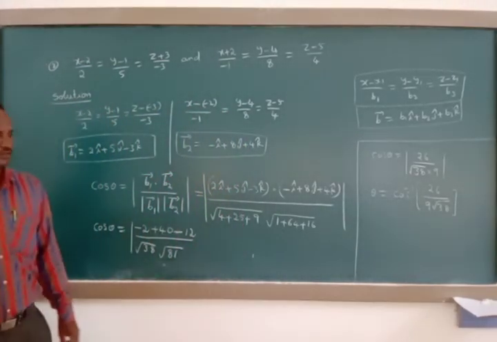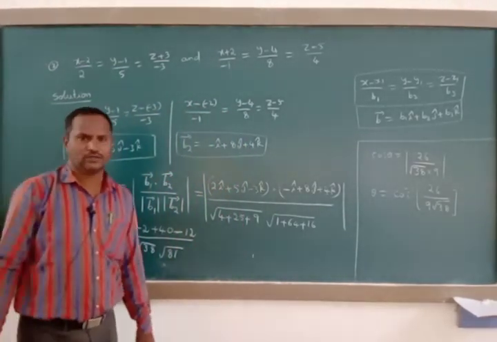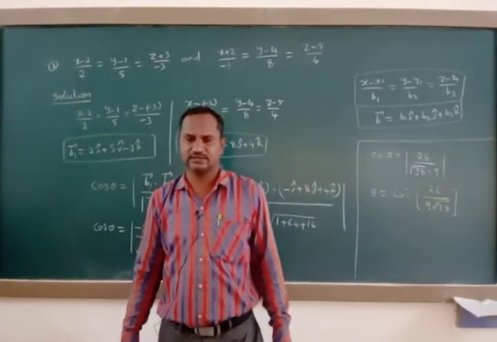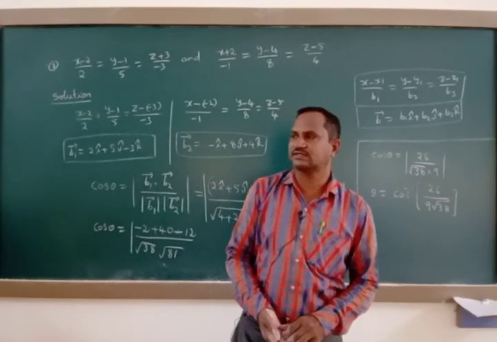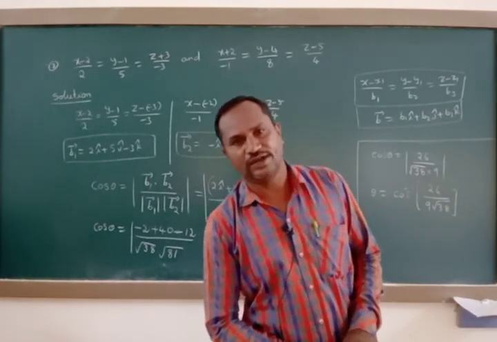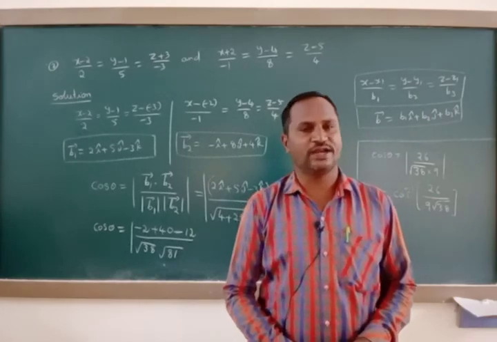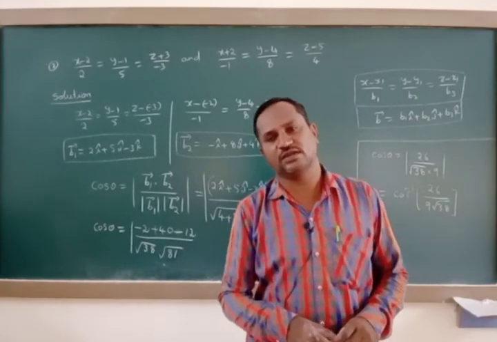Like that, we find the angle between two lines by applying the cosine of the angle between the two lines. In the next class, we'll discuss how to find the shortest distance between two lines and how to find the distance between parallel lines.